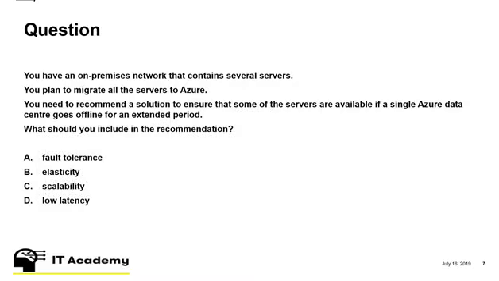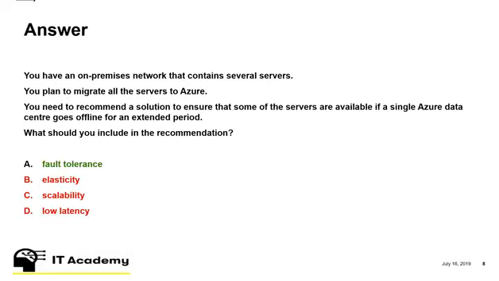This first question is a pretty typical example of the kind of level of questions you're going to find in the Azure Fundamentals exam. Remember, they're testing our understanding of subjects here. Okay, in this scenario, we have an on-premise network that contains several servers. We plan to migrate all the servers to Azure. We need to recommend a solution that will ensure some servers are available if a single Azure data center goes offline for an extended period of time. What solution should we recommend? Is it fault tolerance, elasticity, scalability, or low latency?